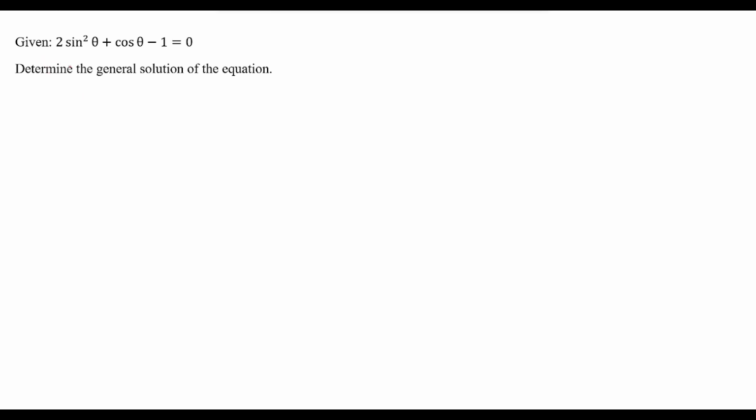Welcome back. Let's do example 5. We're given that 2 sine squared theta plus cos theta minus 1 is equal to 0. Determine the general solution of the equation.